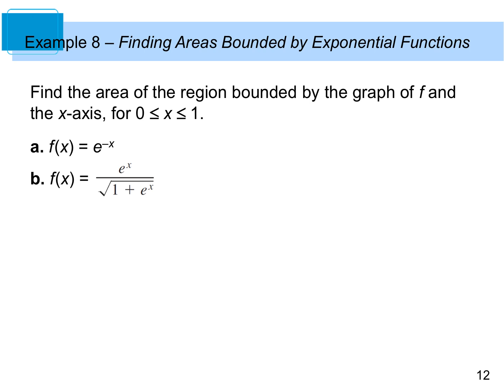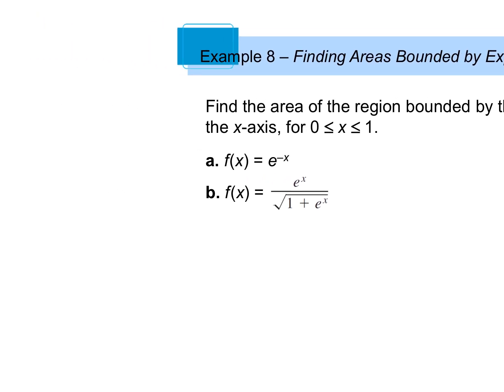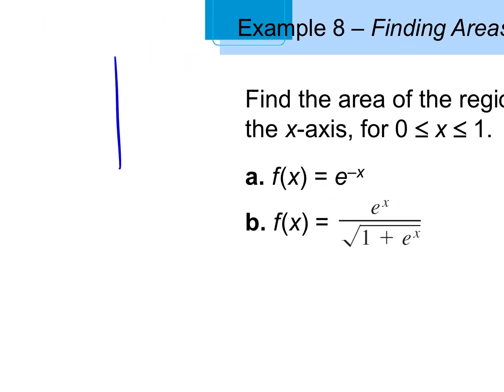It says find the area of the region bounded by the graph of f and the x-axis for x in between 0 and 1. So this is asking us for the area under the curve. Since it is an exponential function, our curve would look like this since our exponent's negative. So it's asking us for the area in between 0 and 1 and the x-axis. So it's just asking us for this area here.